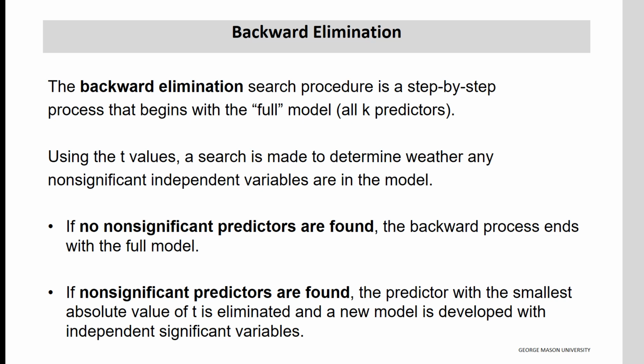The backward elimination search procedure is a step-by-step process that begins with a full model, that is, all independent predictor variables. Using the t-values, a search procedure is made to determine whether any non-significant independent variables are in the model. If no significant predictors are found, the backward process ends with a full model. If non-significant predictors are found, the predictor with the smallest absolute value of t is eliminated and a new model is developed with independent significant variables.